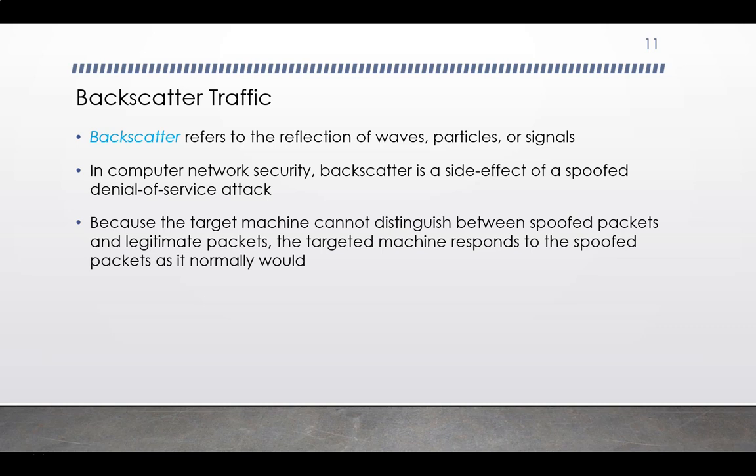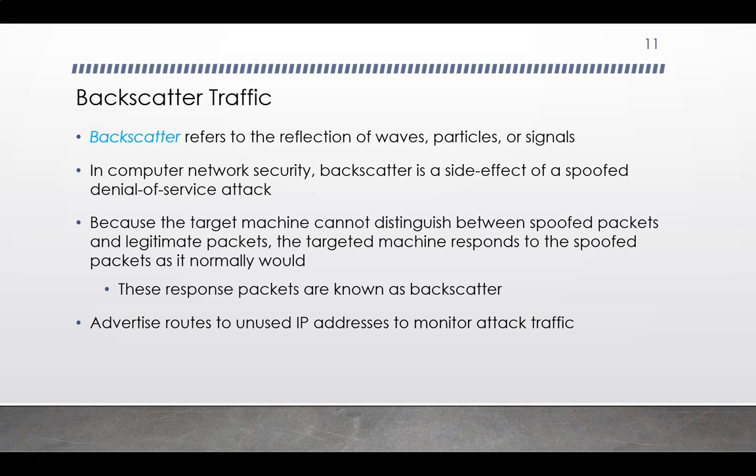Because the target machine cannot distinguish between spoofed packets and legitimate packets, the targeted machine responds to the spoofed packets as it normally would. These response packets are known as backscatter. Security researchers, such as those with the Honeynet project, have taken blocks of unused IP addresses, advertised routes to them, and then collected details of any packets sent to these addresses.